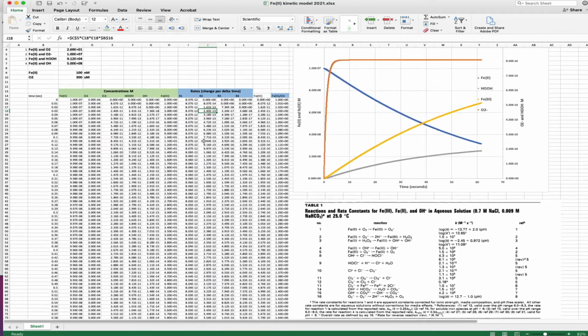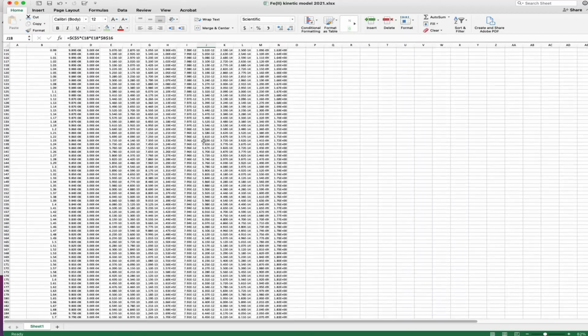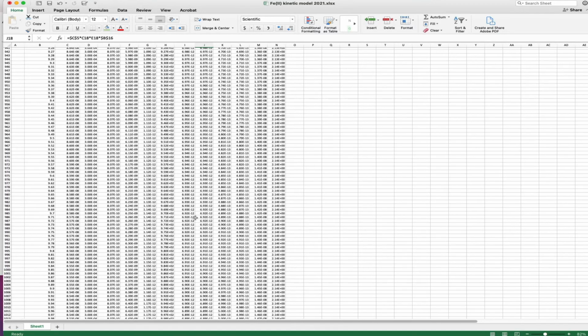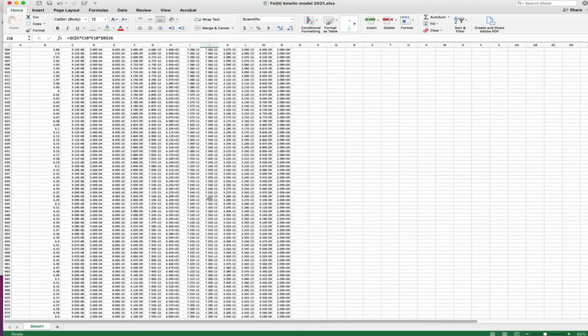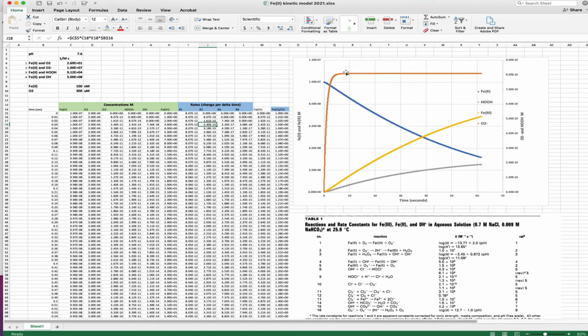What did we say? It reaches steady state at about 10 seconds. So let's go down to 10 seconds. That's good enough. 6.93 times 10 to the 12. That's what we mean by steady state. The rate at which it's produced is equal to the rate at which it leaves. And when those two things are equal, you have a constant concentration.